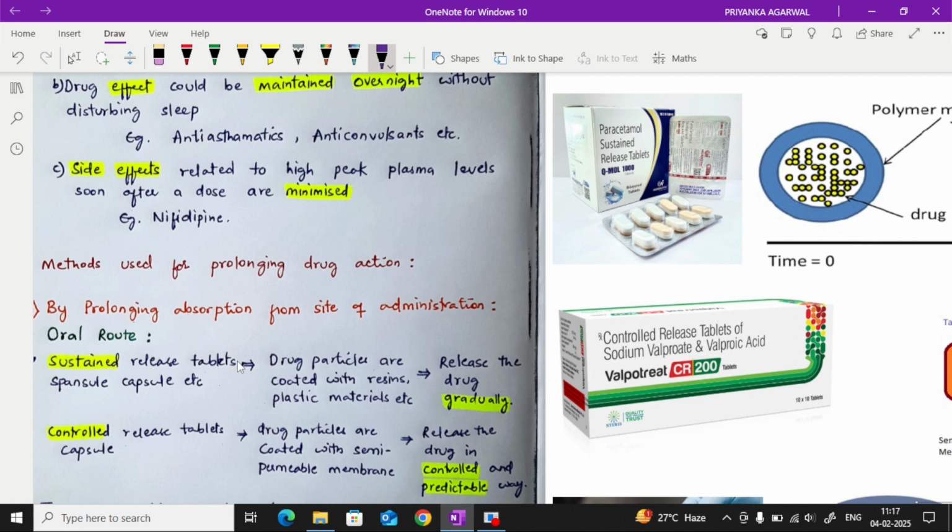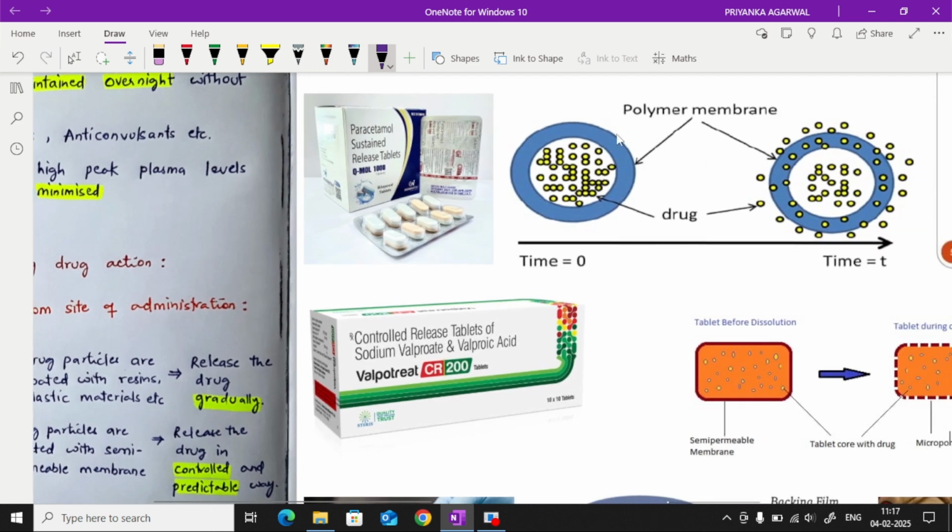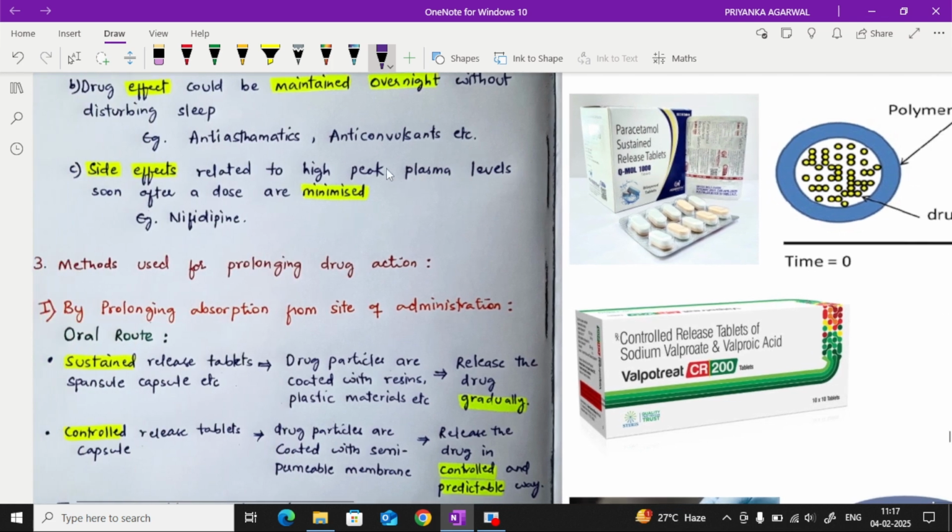In sustained release tablets, drug particles are covered with resins or plastic materials, such that the drug comes out of this material slowly. So that will be sustained release tablets.